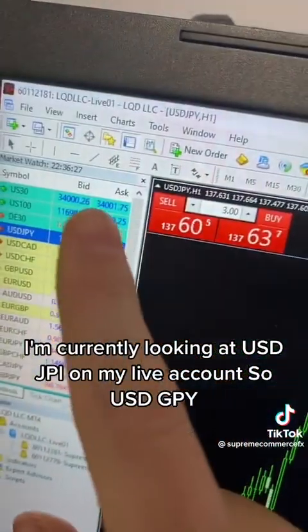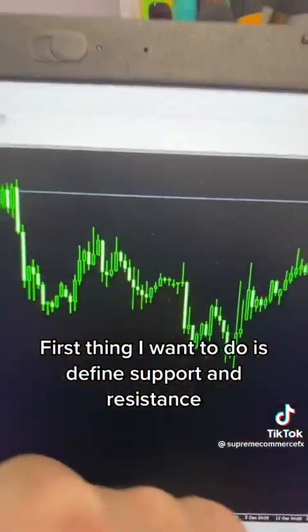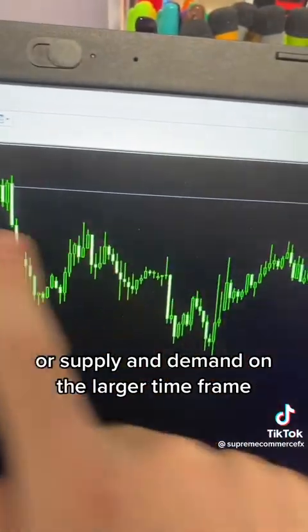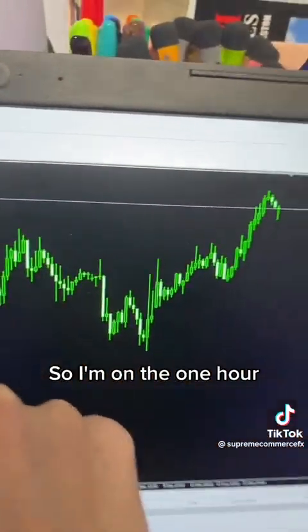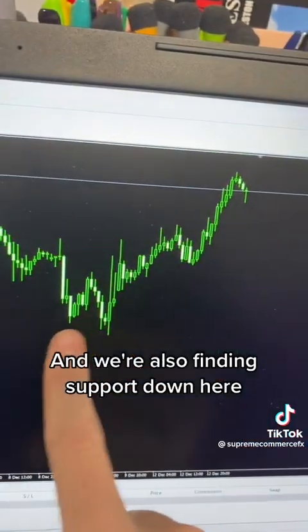I'm currently looking at USD/JPY on my live account. So USD/JPY, first thing I want to do is define support and resistance, or supply and demand, on the larger time frame. So I'm on the 1 hour, and I here have found a very large resistance zone, and we're also finding support down here.